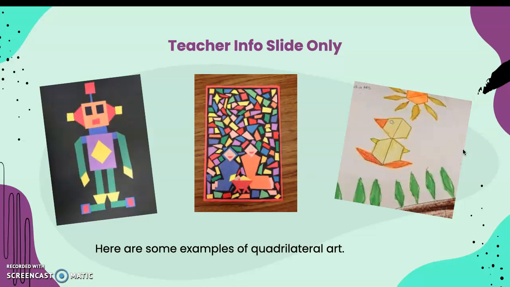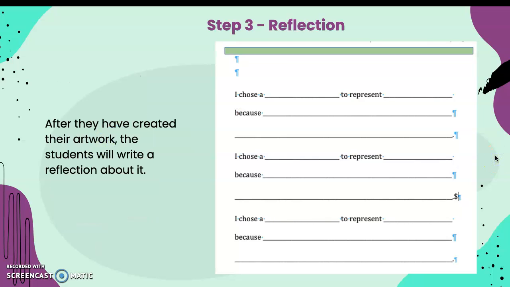But if a student needed something similar to that, they could always cut a rhombus in half. And then that creates something similar to a triangle. The next step is the reflection. So once they're done with all of their art, we do want them to reflect on it.